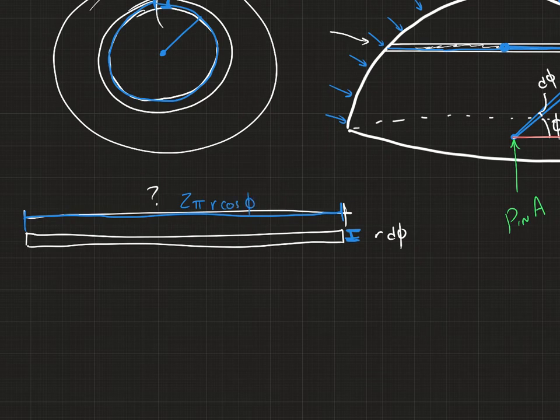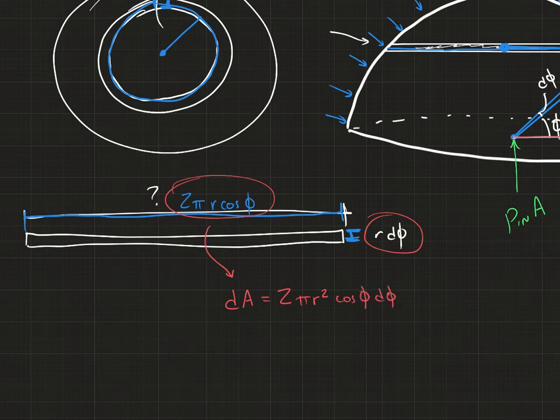So the area of this thing, which again is just a little differential area, is going to be this thing times this thing. So it's going to be 2 pi r squared cosine phi, and then a little d phi. It's not Halloween, but this is very scary. But don't be too scared. It looks very ugly, but nothing too terribly complicated has happened here.